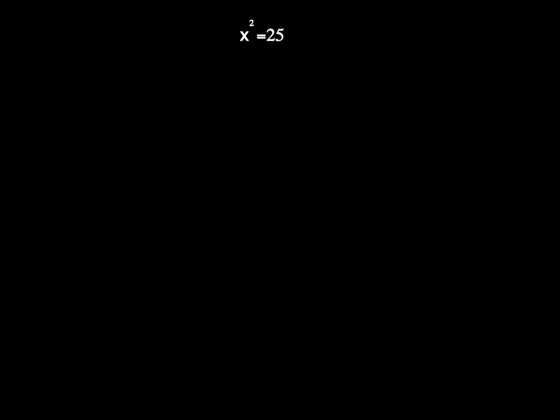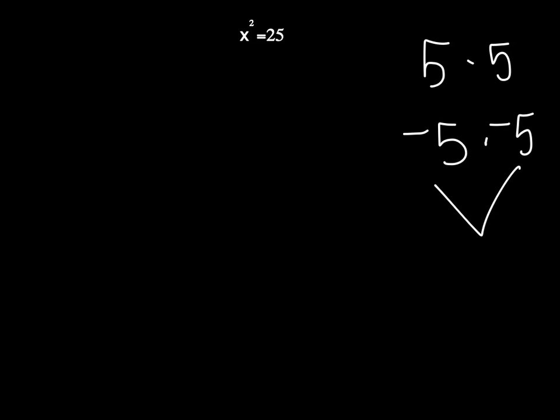Now, I want you to remember there are two numbers that when multiplied together give me positive 25, and that would be 5 and negative 5, because both of them, when multiplied together, equal 25. So both of these have the answer of 25.